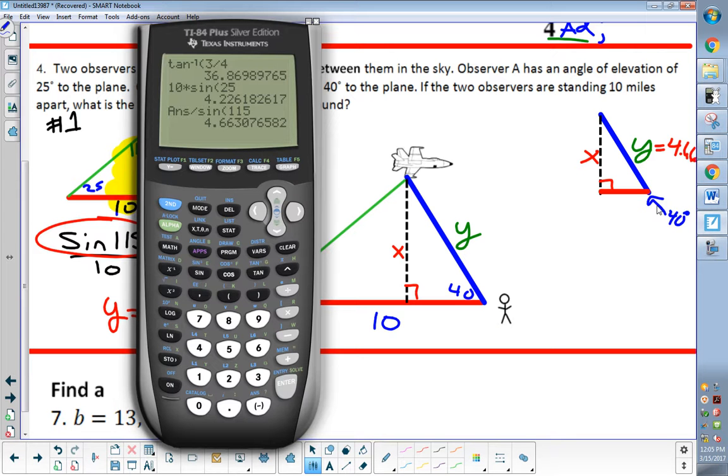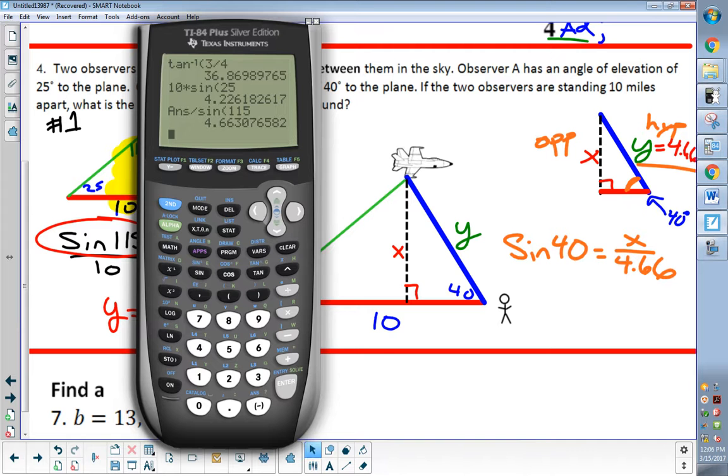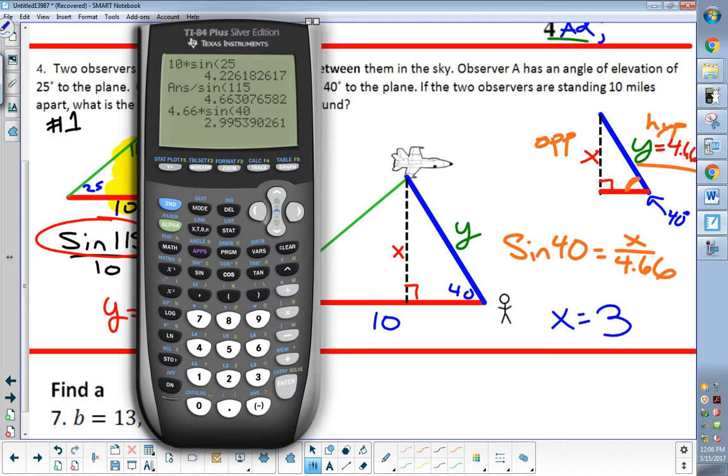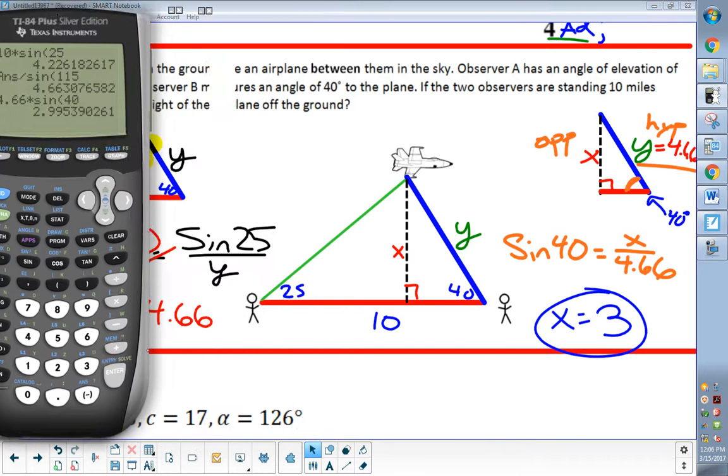That's a right triangle, so what am I going to do to solve a right triangle? SOHCAHTOA. From 40's perspective, x over here is the opposite, and y is going to be the hypotenuse. SOHCAHTOA, which one goes OH? That is sine of 40 equals the opposite over the hypotenuse. To get x by itself, I'm going to multiply by 4.66. So 4.66 times sine of 40. Type it in, hit enter. When I round it, 2.995, so the answer is 3. The plane is 3 miles off the ground.